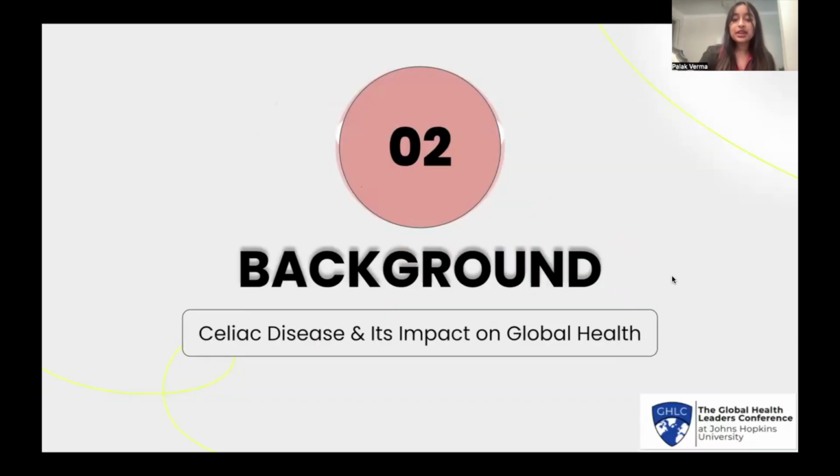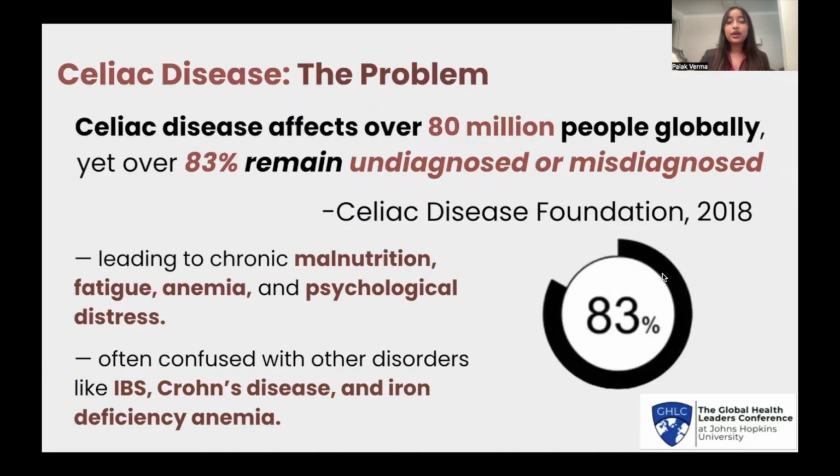Now, it's important to understand what celiac disease is and how it's a widespread and often misunderstood disease. In many rural and low resource areas, diagnosis is delayed due to a lack of proper tools, and our project aimed to close this gap by using accessible AI-driven methods. One of the biggest problems is that celiac disease affects over 80 million people, but 83% of those cases are undiagnosed. Symptoms such as fatigue and nutrient loss are quite common, so they're mistaken for more common disorders, delaying the proper treatment required.